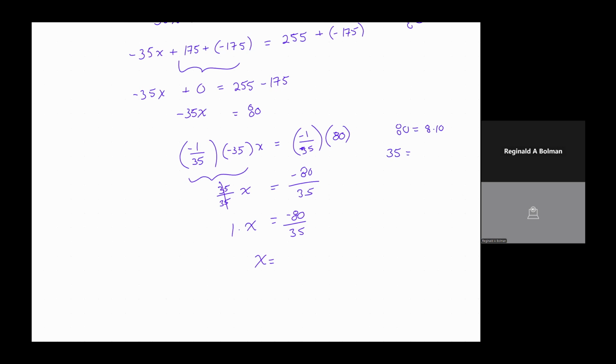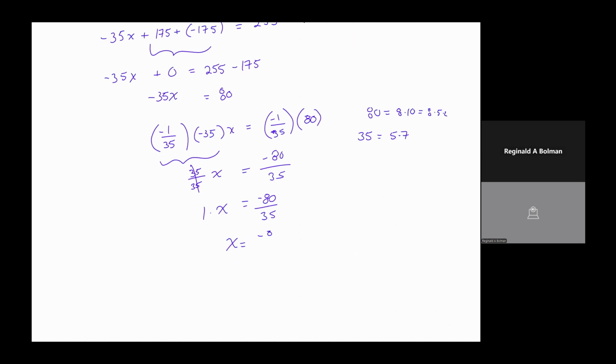Of course, we could clean up this 8 times 10. It's going to be 8 times 5 times 2. And that's probably the best we can do for this situation. So you've got negative 8 times 5 times 2 over 5 times 7. You can cross out the prime factors being 5. You've got negative 8 times 2 gives you 16, and all over 7, and that's your answer.